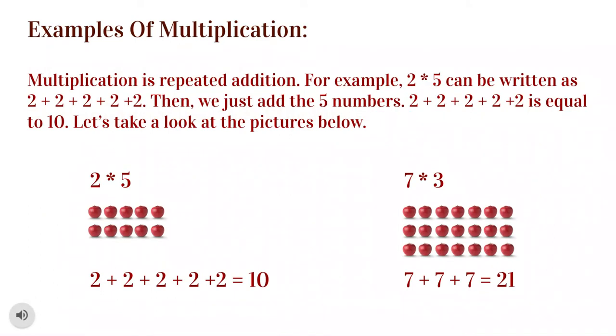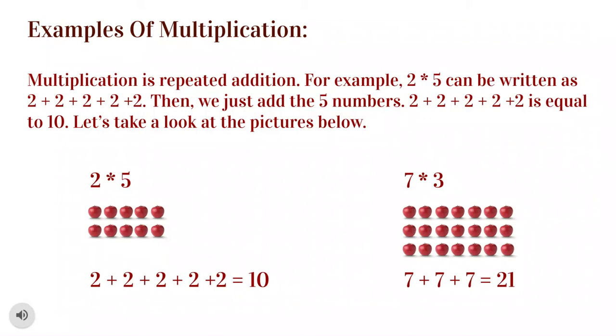Multiplication is just repeated addition. For example, 2 times 5 can be written as 2 plus 2 plus 2 plus 2 plus 2. Then we just add the 5 numbers. That's equal to 10. Let's take a look at the pictures below.